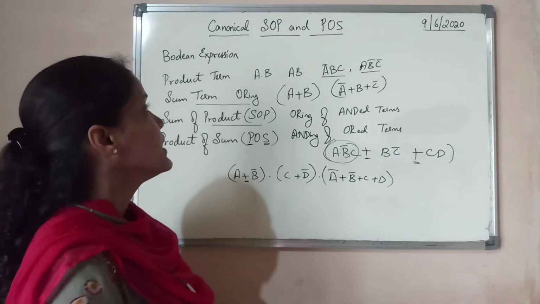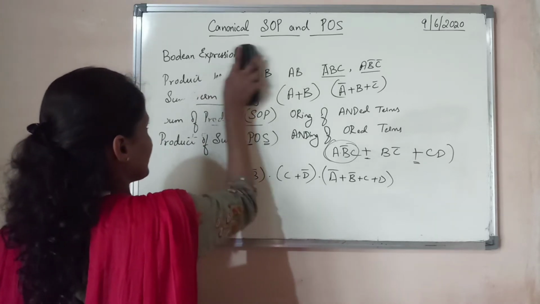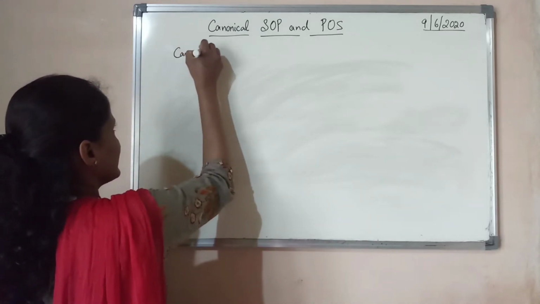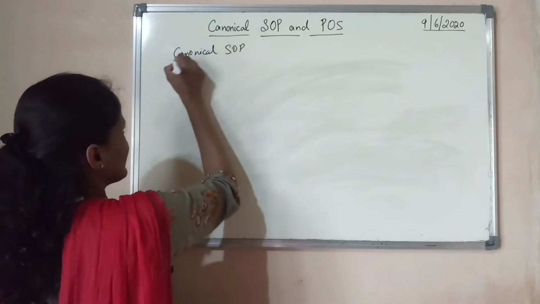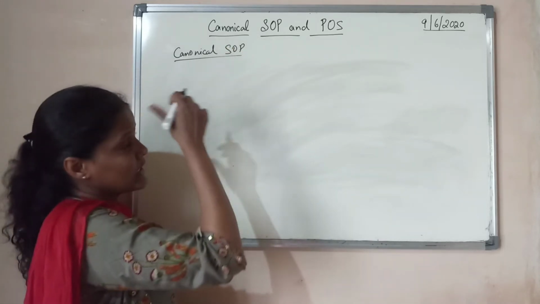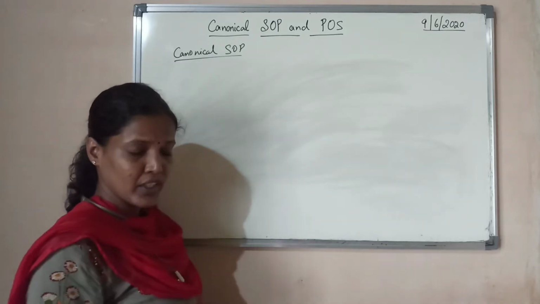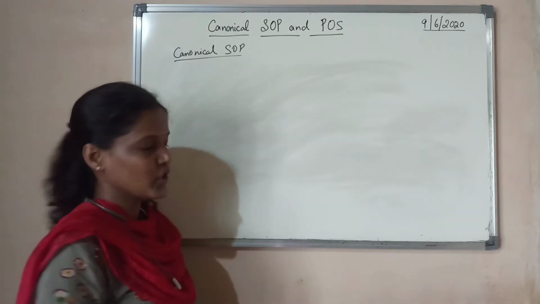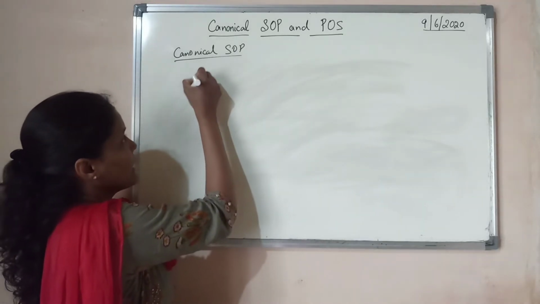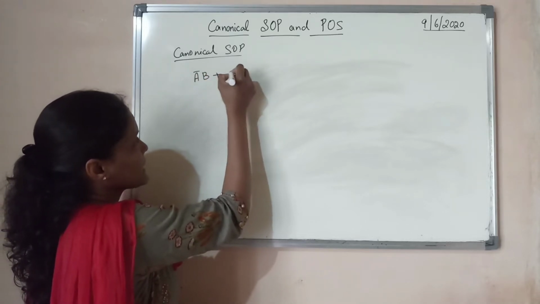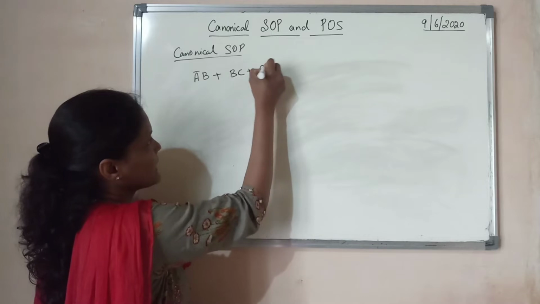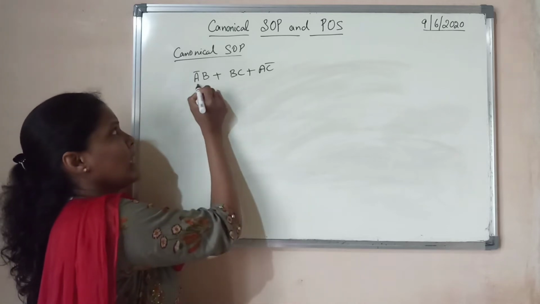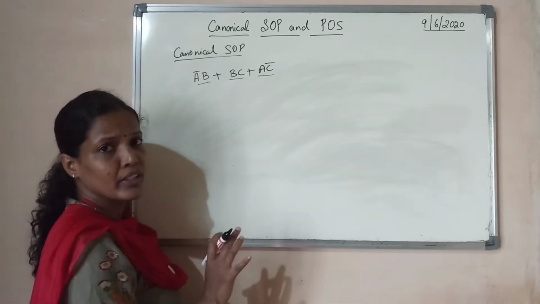Now we have to understand what exactly is the meaning of canonical expression. First we'll look at canonical SOP, and then let us try to understand canonical POS. In canonical SOP, there will be an expression which might not contain all of the variables in each term. Let me explain that with an example: A bar B plus BC plus AC bar. This is the expression, and in this expression I have three different terms.